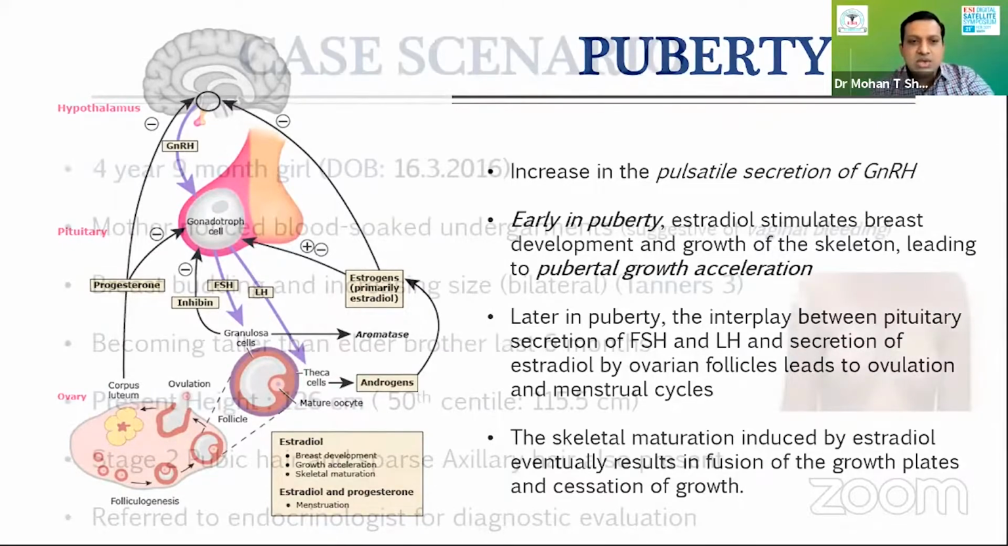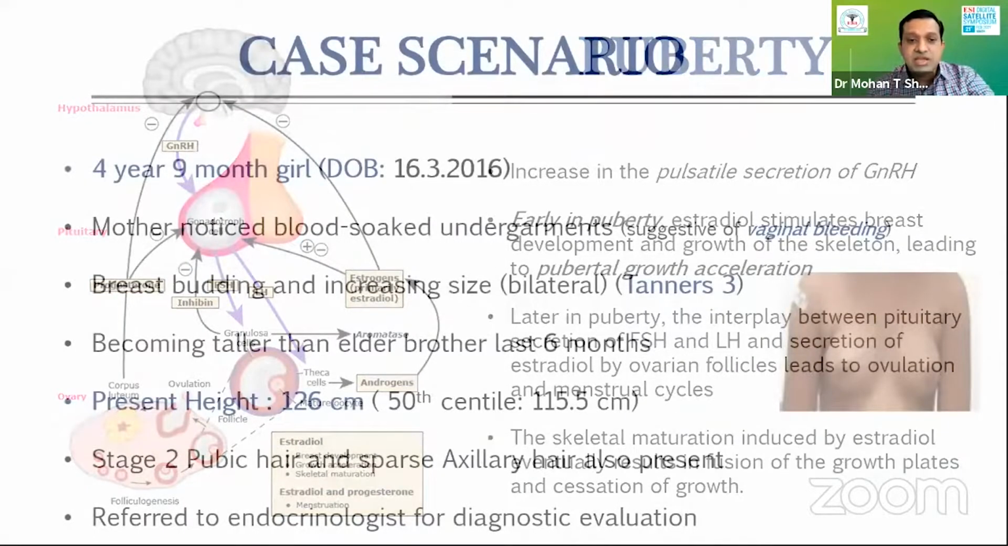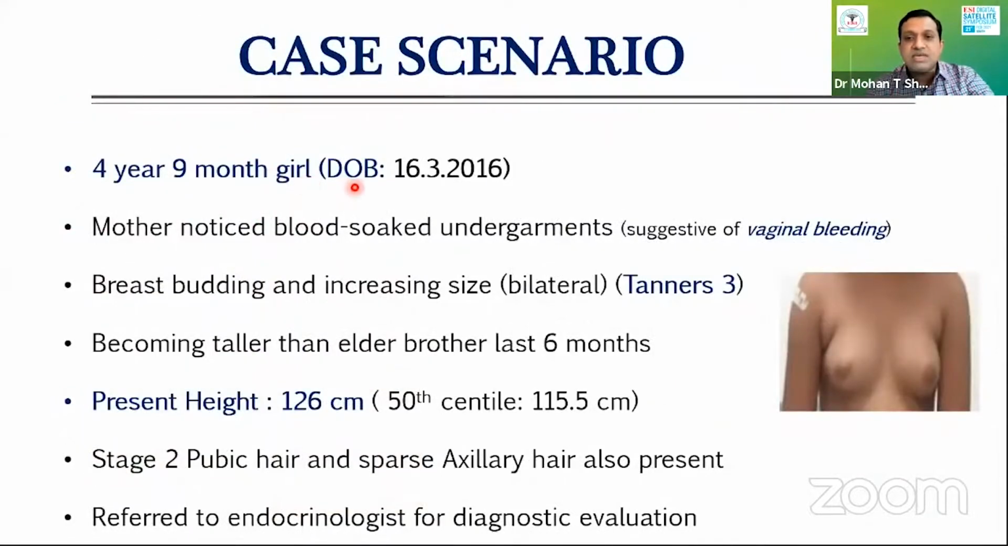Coming to a case scenario, this I encountered about 3 months ago. She's a 4-year, 9-month-old girl, and the date of birth is very important to capture. The mother noticed blood-soaked undergarments suggestive of vaginal bleeding. It happened 2 times, and she had come. Breast budding had also started and was increasing in size bilaterally. When we measured, it was Tanner stage 3.